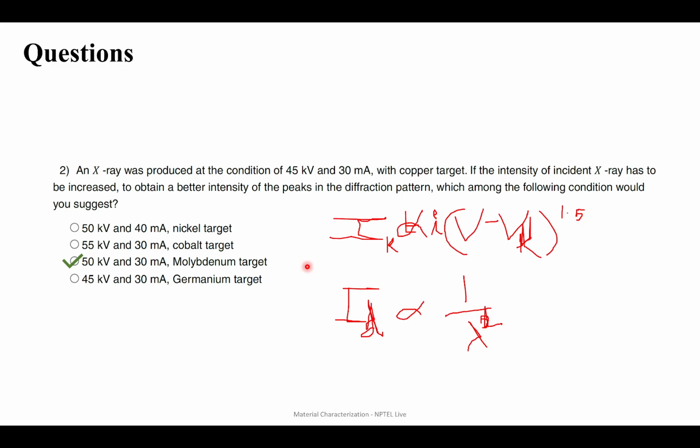So molybdenum requires a voltage above 20 kilovolts, but for diffraction you also need very high intensities. So that is why we go for very high acceleration voltages like 40-50 kilovolts.